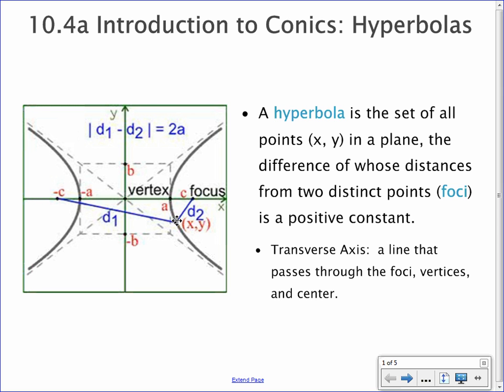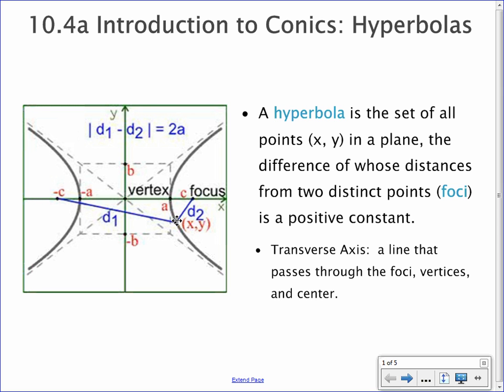Since our transverse axis is horizontal, and that's the way our curves are opening, this is a horizontal hyperbola. So whatever line our vertices and foci lie on is the way that our hyperbola is going to open. That's how we describe it. It is horizontal. Any questions about this picture? Obviously, I'll tell you how to find all these things, but any questions about the picture?